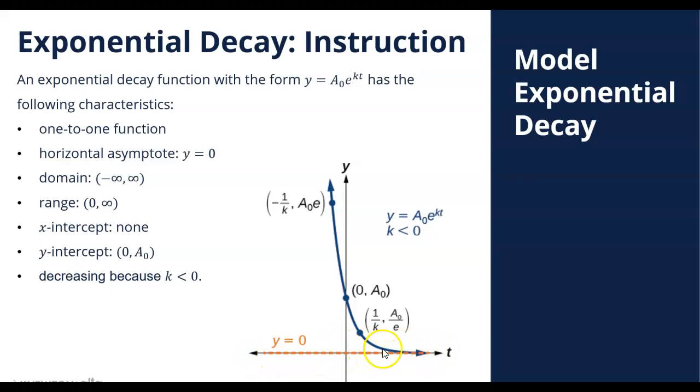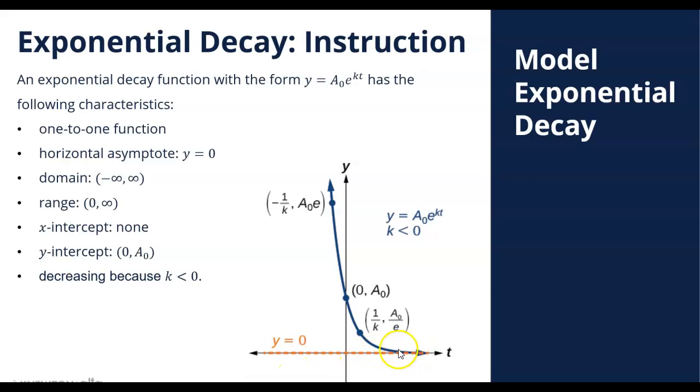The line y equals 0. It will just approach the x-axis, but it will not cross it or touch it. That means we do not have an x-intercept for an exponential decay function, and the y-intercept is the point corresponding to 0, a sub 0, where a sub 0 is the initial condition, or the value of y when the time is equal to 0.